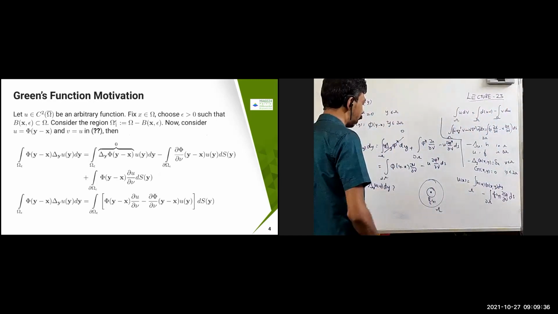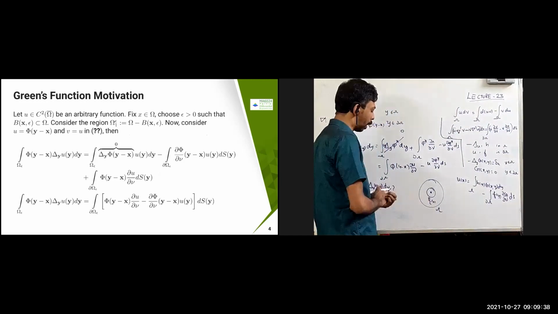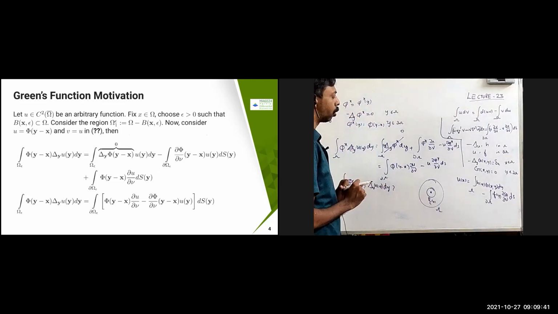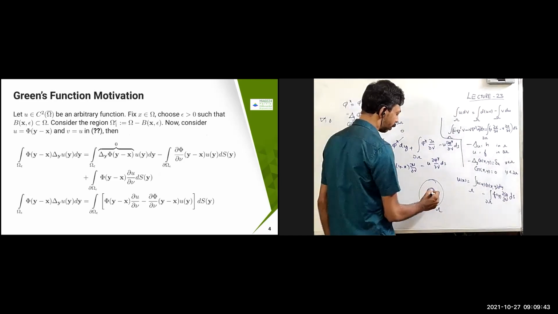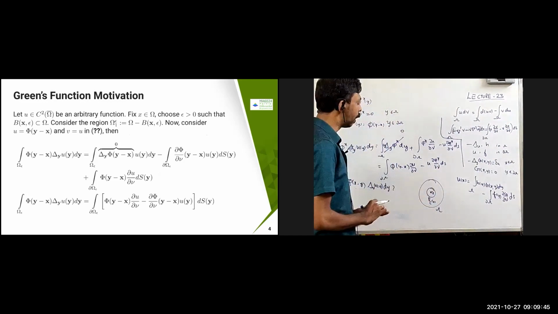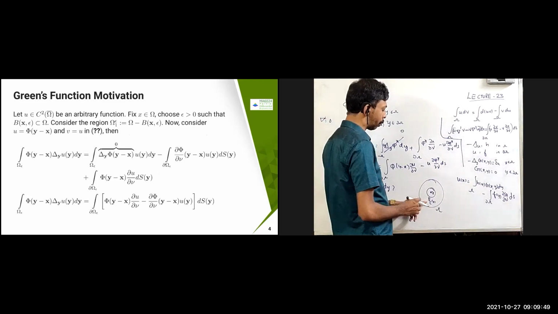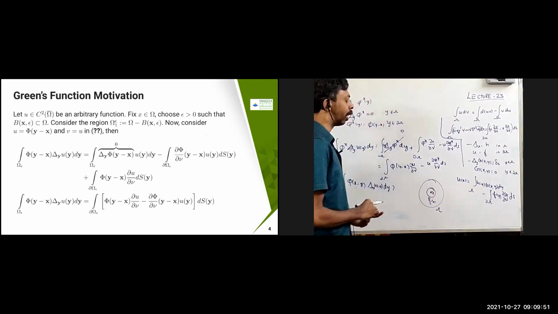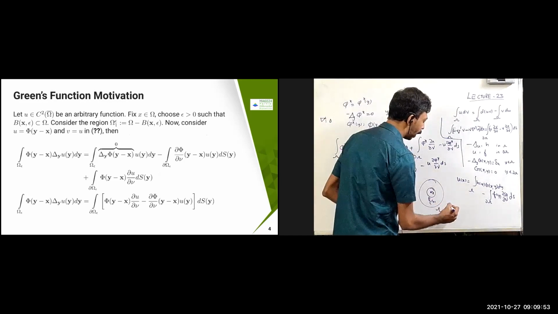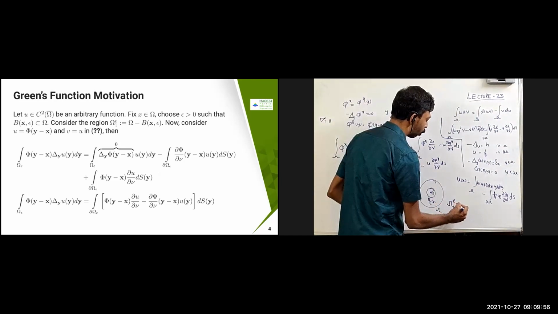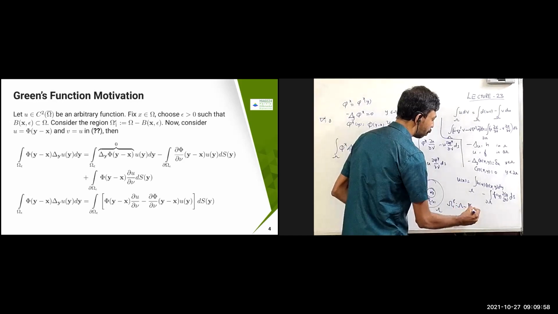Okay, so what I'm going to do is take u belongs to C square of omega. We are going to fix x belongs to omega. So x is here, B of x belongs to omega, and I'm going to choose epsilon greater than 0 such that this B of x comma epsilon is a subset of omega. Now I'm going to consider omega epsilon equal to omega minus B of x comma epsilon.